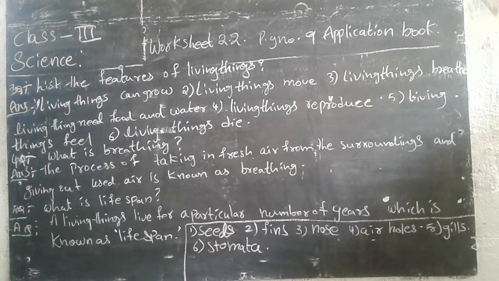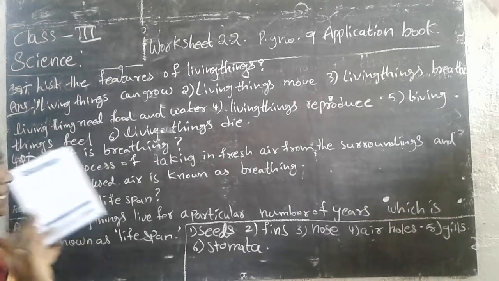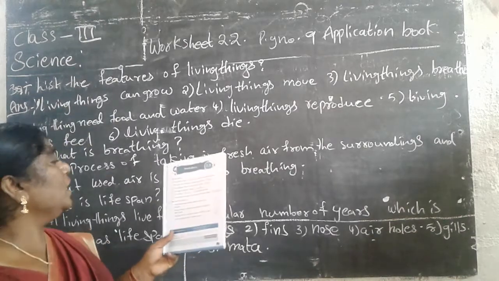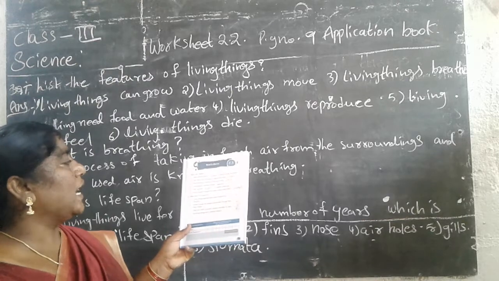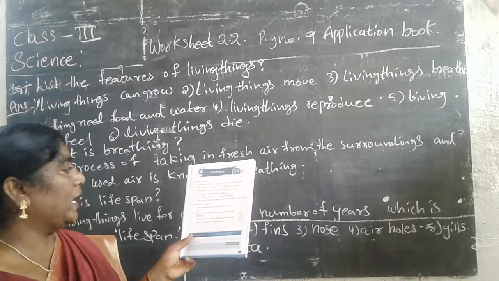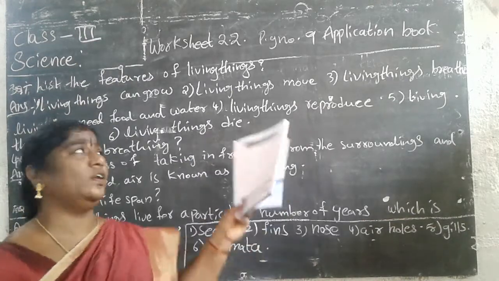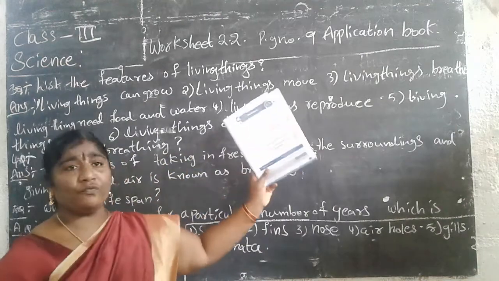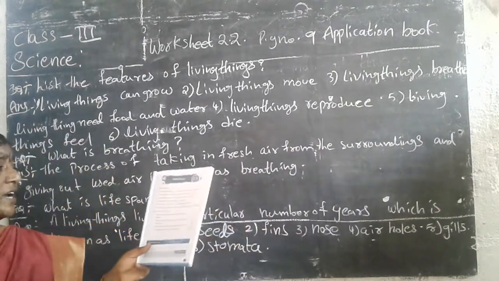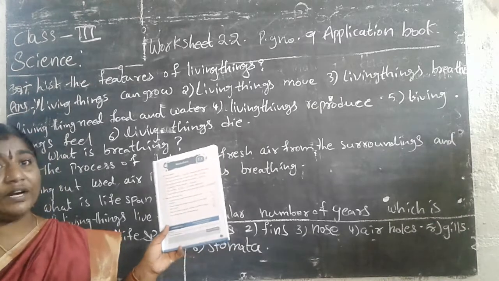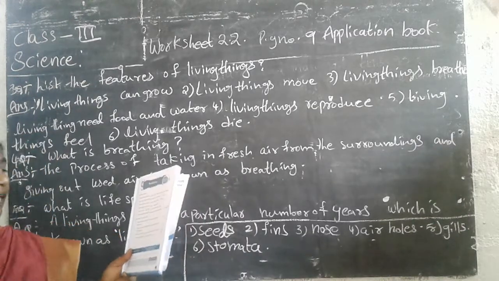Next we have to go to the second bit. State true or false. Second bit. State true for T, false for F. Living things need food and water in order to live and grow. Yes, living things need food and water. Yes, the first one is true. What will we keep? First one, T.